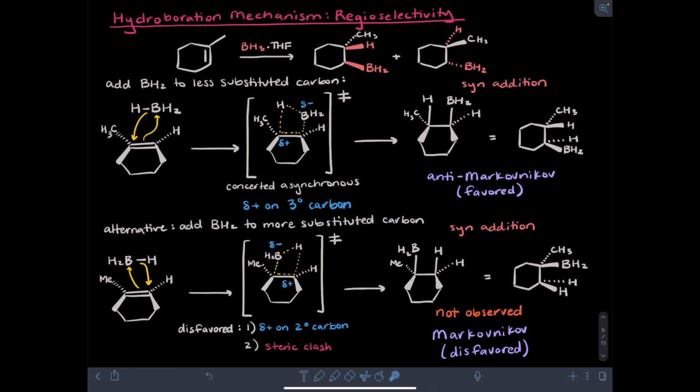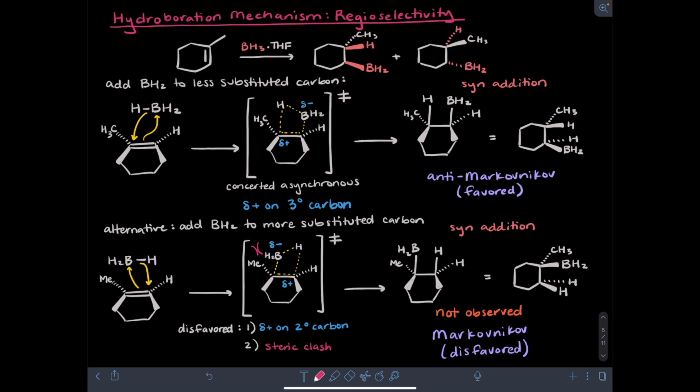In the first transition state, we were putting a small hydrogen near the bulky methyl group of the alkene, whereas in this bottom case, we're putting a larger BH2 group closer to a larger methyl group. There is steric clashing between the methyl and the BH2 group being added to it. So this is a second factor that makes it less favorable to add the boron to this more substituted carbon.